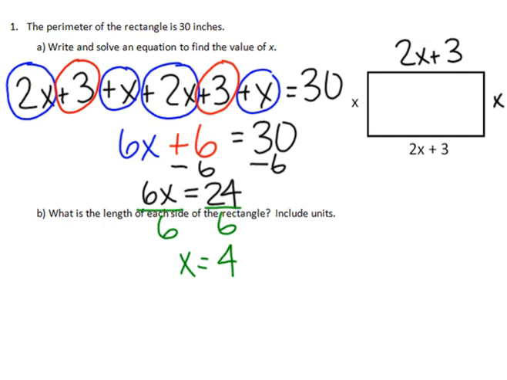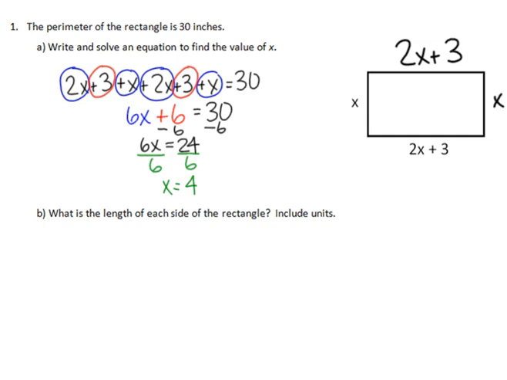For part A, it's just asking for a value of x. It's not really in the context of the problem. So an answer of x equals 4 would be enough. You wouldn't need units yet. Okay, moving on to part B, we need the length of each side of the rectangle. It does give you a reminder to include units. That won't be there on the test, so just get in the habit of doing that.